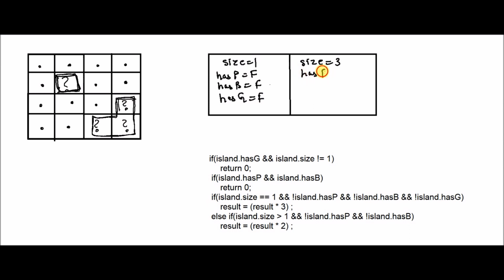Does it have any polar bear? No, false. Does it have a brown bear? No, false. Does it have a grizzly bear? No, false. So now we have to calculate the answer.